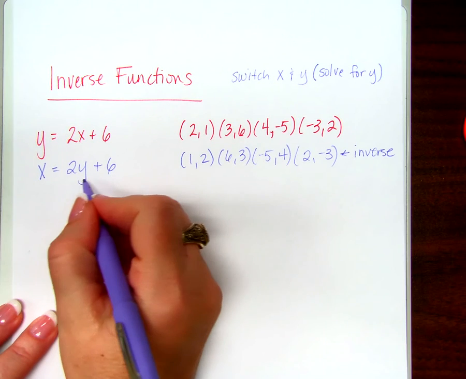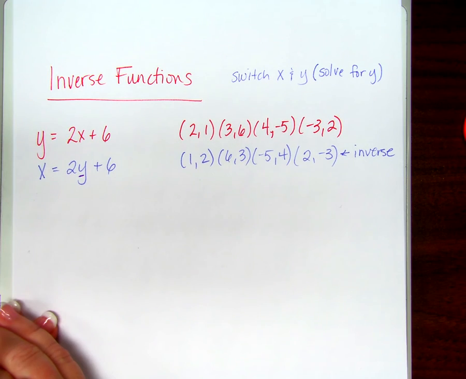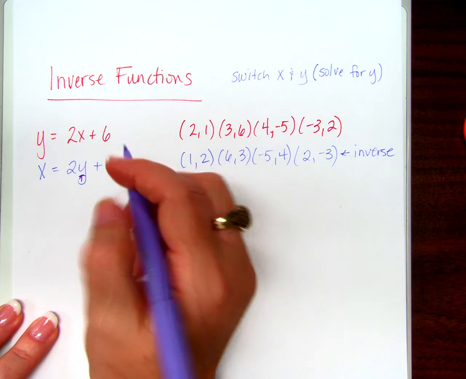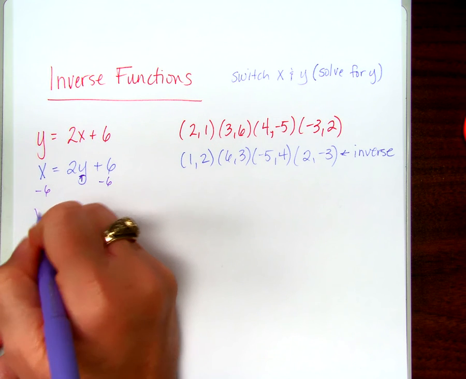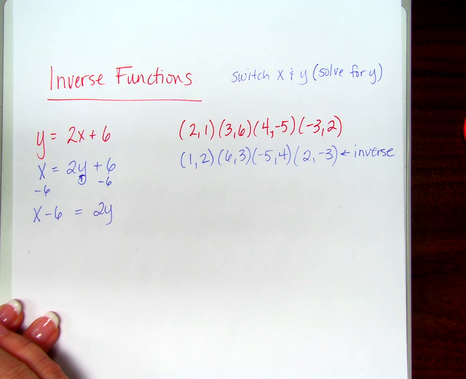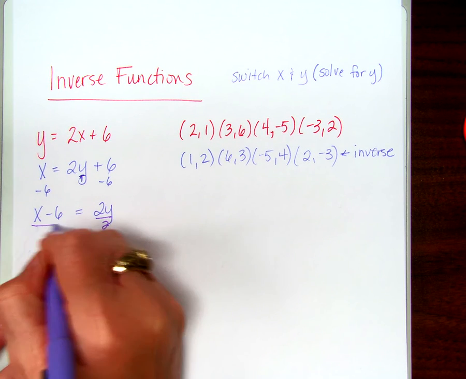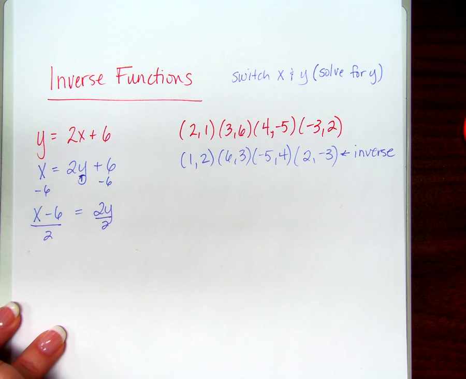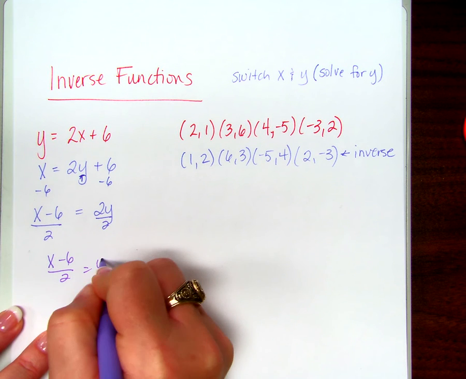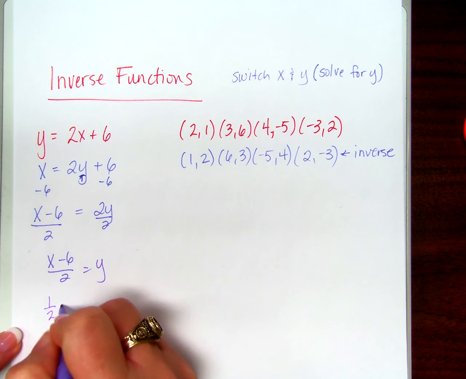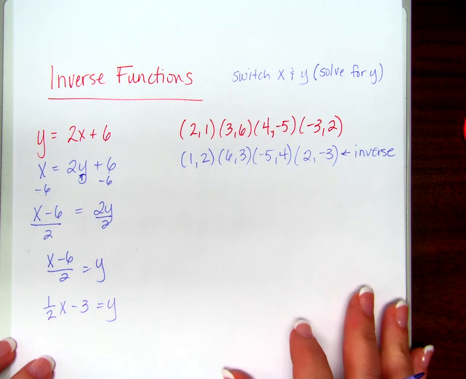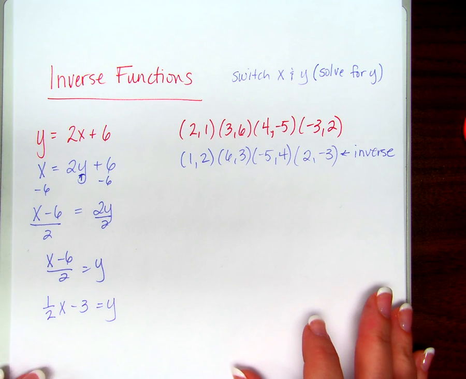So if I'm going to solve for y, how do I go about it? If I want to get this variable right here by itself, how do I solve for that? Okay, let's get rid of the 6 first. x minus 6 equals 2y. Divide everything by 2. So I could leave it as x minus 6 over 2 equals y, or I could say 1/2 x minus 3 equals y, couldn't I? Aren't those both equal? They're the same? Not equal, but equivalent?